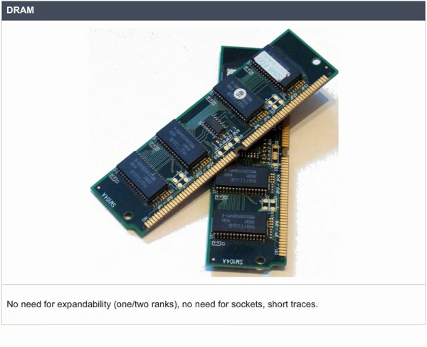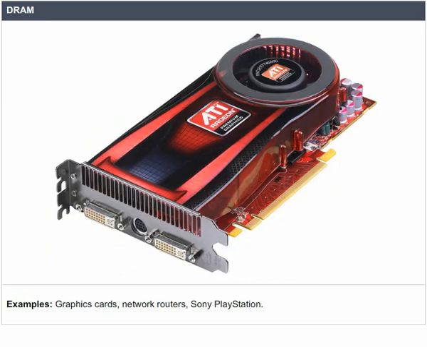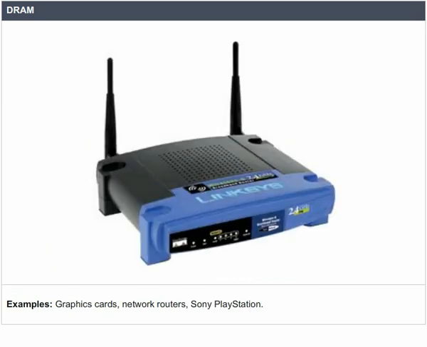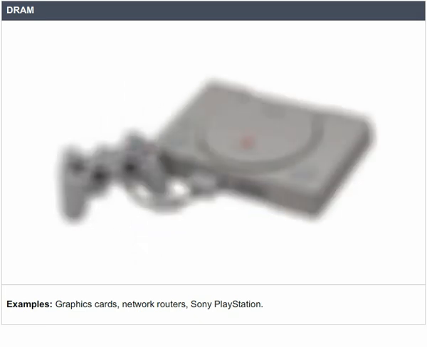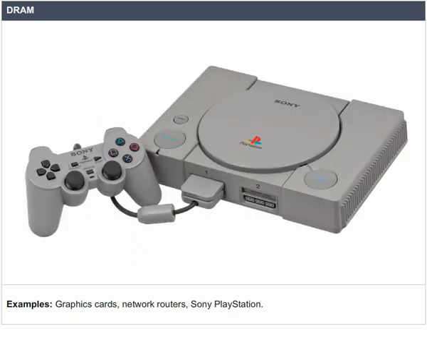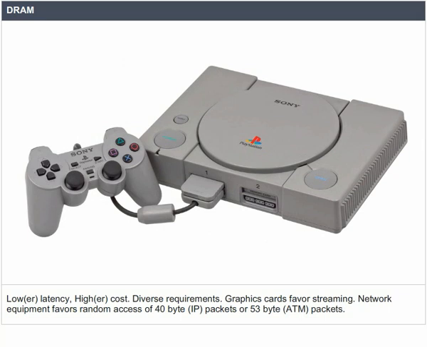No need for expandability, 1 or 2 ranks. No need for sockets, short traces. Examples: graphic cards, network routers, Sony PlayStation. Lower latency, higher cost. Diverse requirements. Graphic cards favor streaming. Network equipment favors random access of 40-byte IP packets or 53-byte ATM packets.